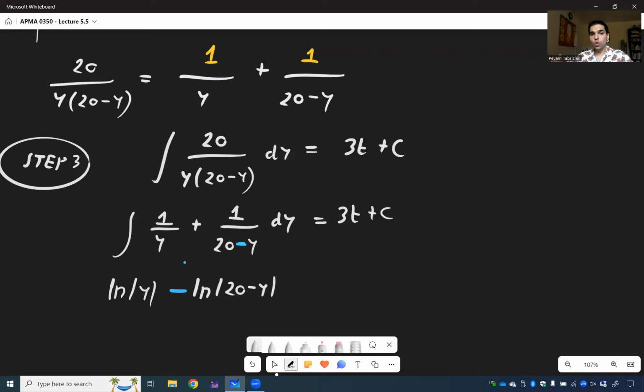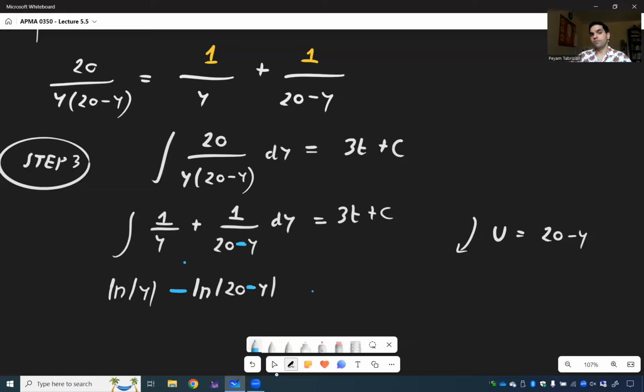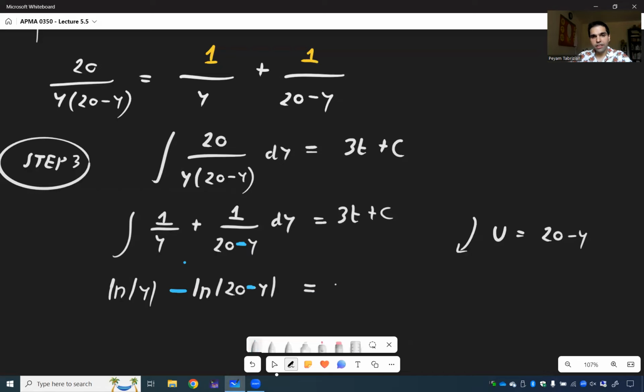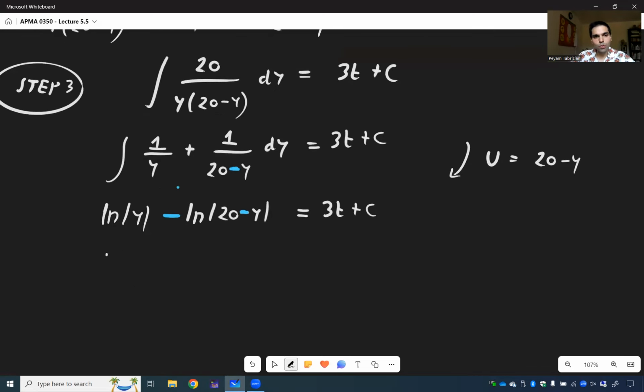And why? There's two ways of seeing it. The easiest way is to do a u-sub. You can do u equals 20 minus y, and then there's a minus in the du. Or simply by using the chain rule, if you differentiate ln of 20 minus y, you get 1 over 20 minus y, but also a minus sign here, an extra minus. Good. And then we're left with this and 3t plus c. And then remember the rules of ln.